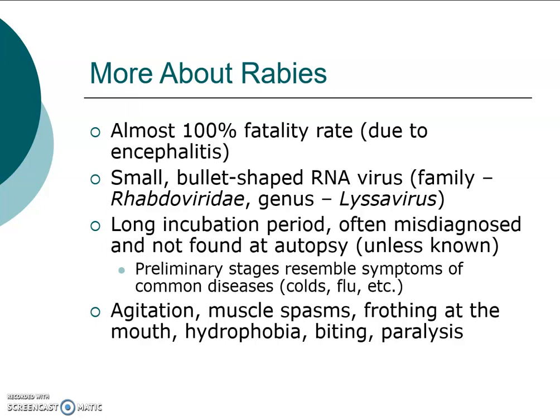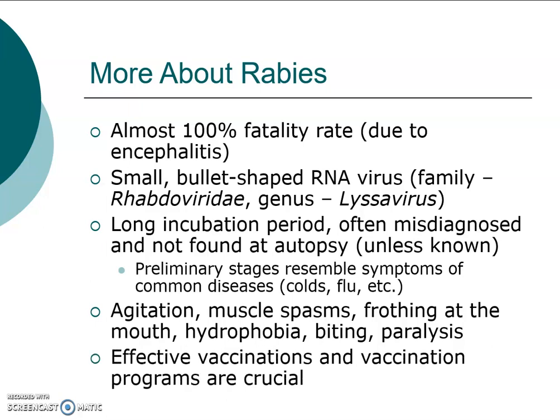And that is how the disease is actually spread, through biting, because the virus is found in the saliva. So when someone is bitten by something that has rabies, that's how you actually get the disease. And then the last symptom is paralysis, usually respiratory paralysis, and then death from there.